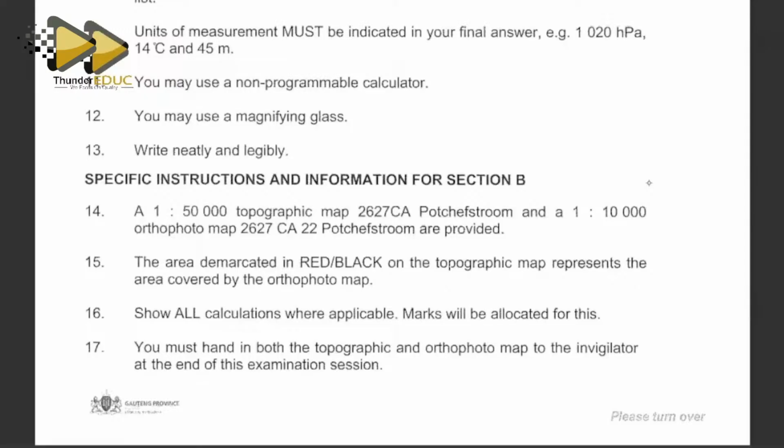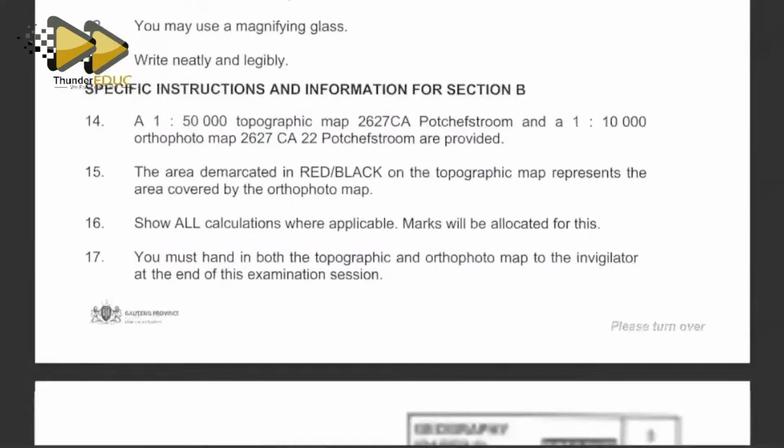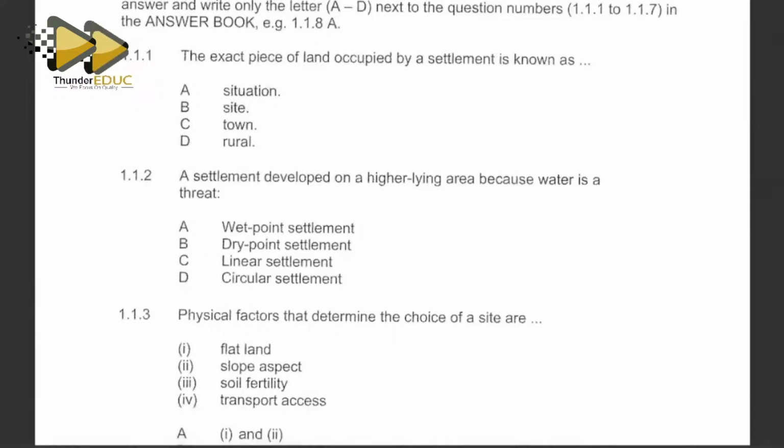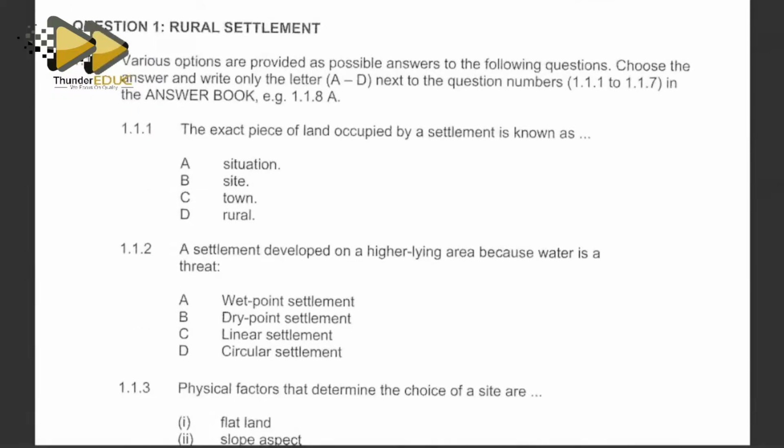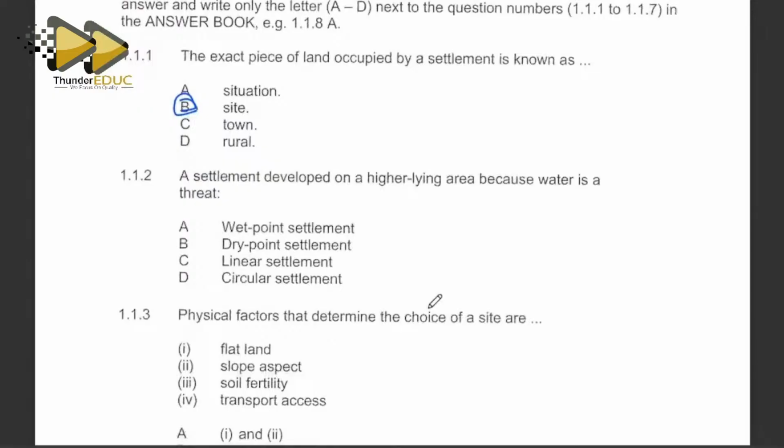All right, so moving on with our questions, we are going to question number 1.1.1. The question is saying, a piece of land occupied by settlement is known as, right, we are looking at a piece of land over which a settlement is located. That is the site of a settlement. When we are looking at the exact land over which a settlement is established, that is a settlement site. A situation, we're looking at the location of a settlement in relation to the surrounding environment. So our response is B for the first question.